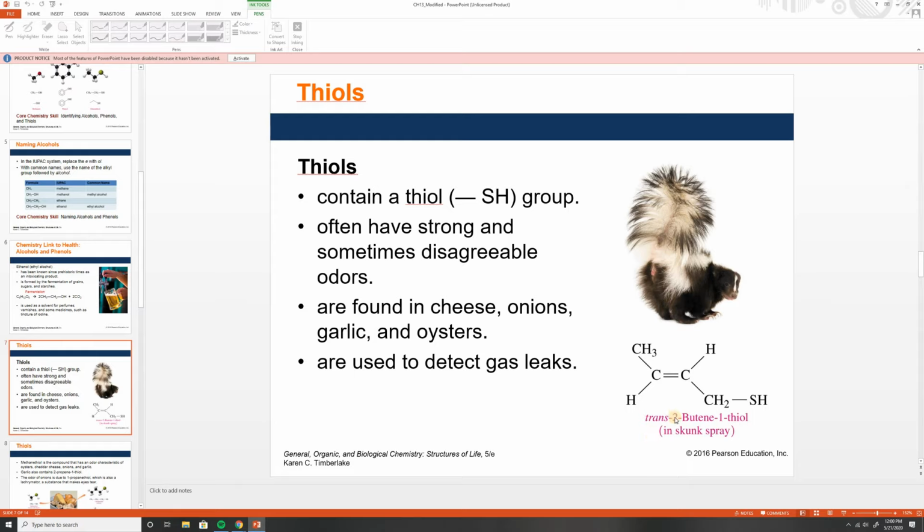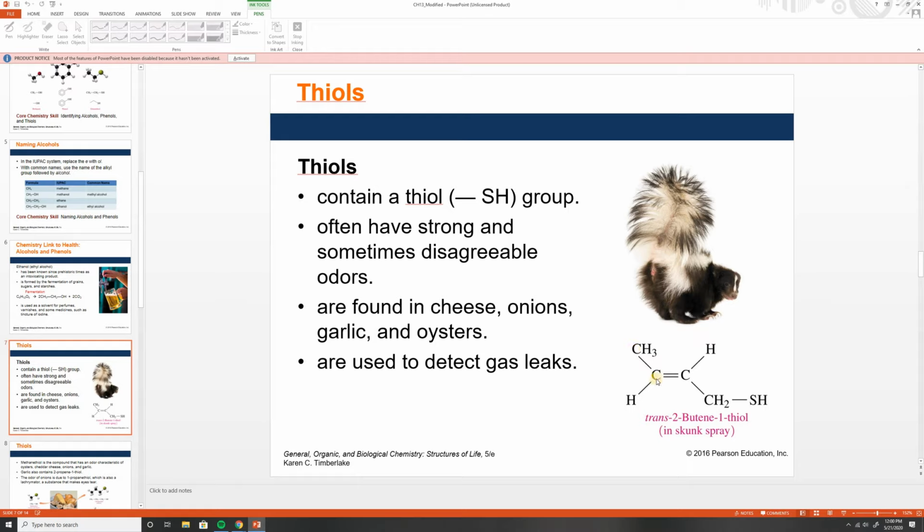Now let's go to trans-2-butene. Okay. So butene, that looks familiar, right? So butane is when you have your alkane with 4 carbons in it. Butene is when you have an alkene with 4 carbons. So that means you have a double bond somewhere in the 4-carbon structure.